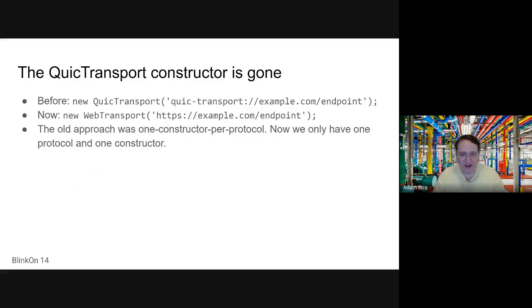So the QuicTransport constructor is now gone. Previously, if you wanted a QuicTransport stream, you would say new QuicTransport and pass in a quic-transport URL. That's now gone. We now use the WebTransport constructor. The original idea was that we'd have a QuicTransport constructor, an HTTP3Transport constructor, and maybe a fallback transport constructor for environments where QUIC would not work because UDP was not passed through, for example. However, now everything will go via the WebTransport constructor and we'll decide the protocol based on the URL scheme. Currently, we only have one protocol anyway, the HTTP/3 based protocol. So that's pretty straightforward.